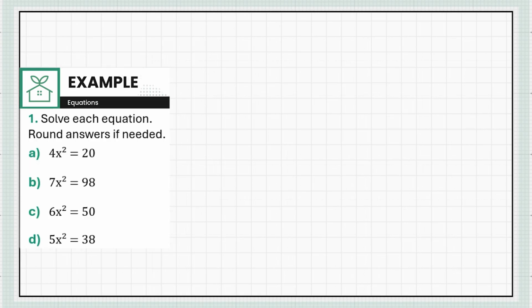Okay, lastly, we're going to be looking at what happens if we have a coefficient out the front of our quadratic equation. So for our first one, A, we have 4x squared is equal to 20, and we have the coefficient of 4 out the front. Now what we're going to do is get rid of that coefficient first. We know that 4x squared means 4 times x squared, so we're going to divide both sides by 4. We're left with x squared is equal to 20 divided by 4, which is equal to 5.